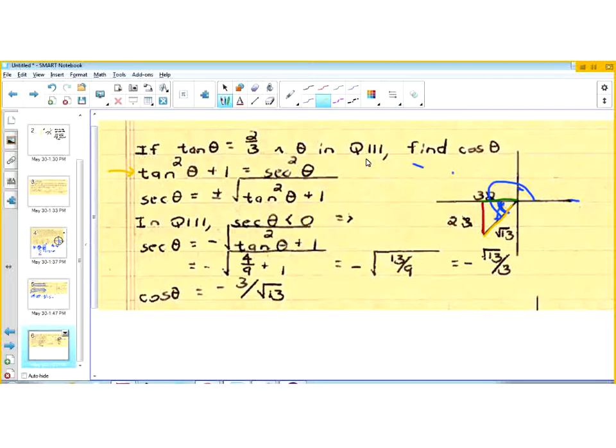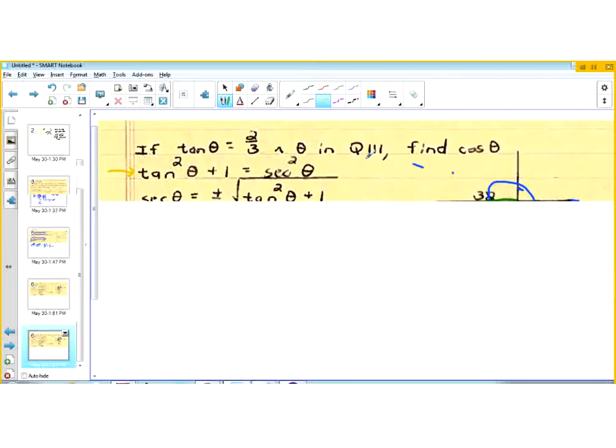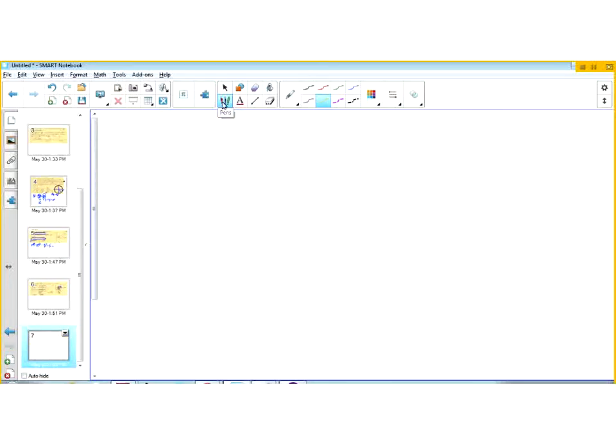Okay, so we can do another one, one where we don't have access to an identity, so one where we'll have to draw a picture. Oftentimes you'll find yourselves having to draw pictures to calculate trigonometric values. So let's see here. Let me copy one and paste it into the whiteboard.